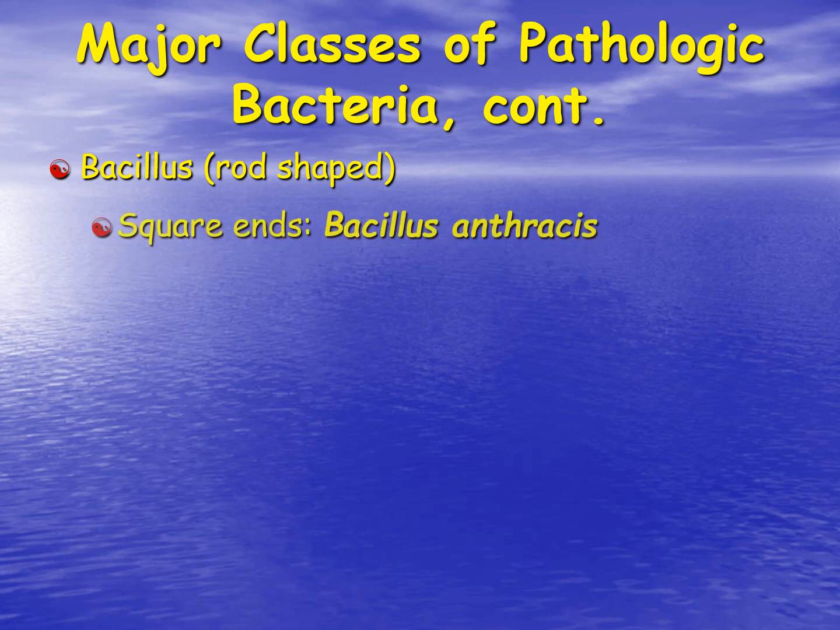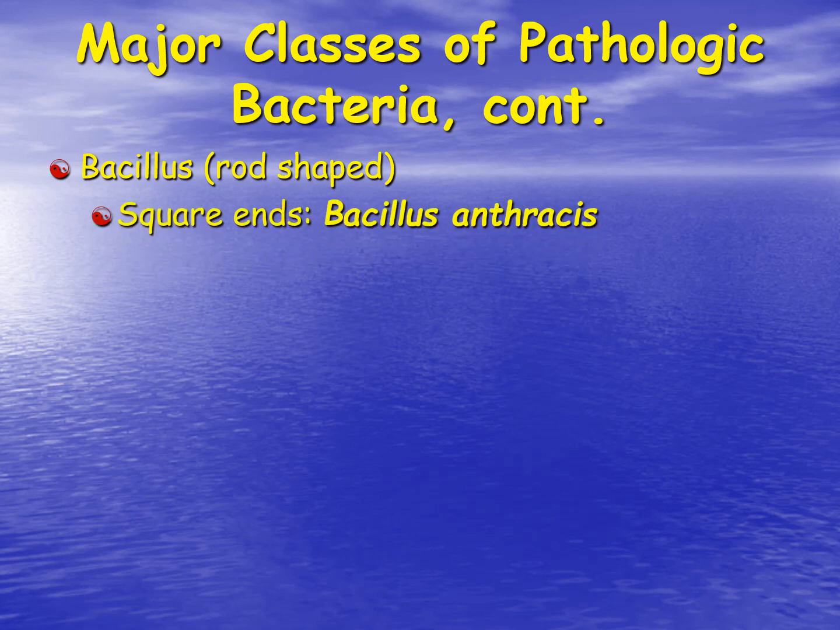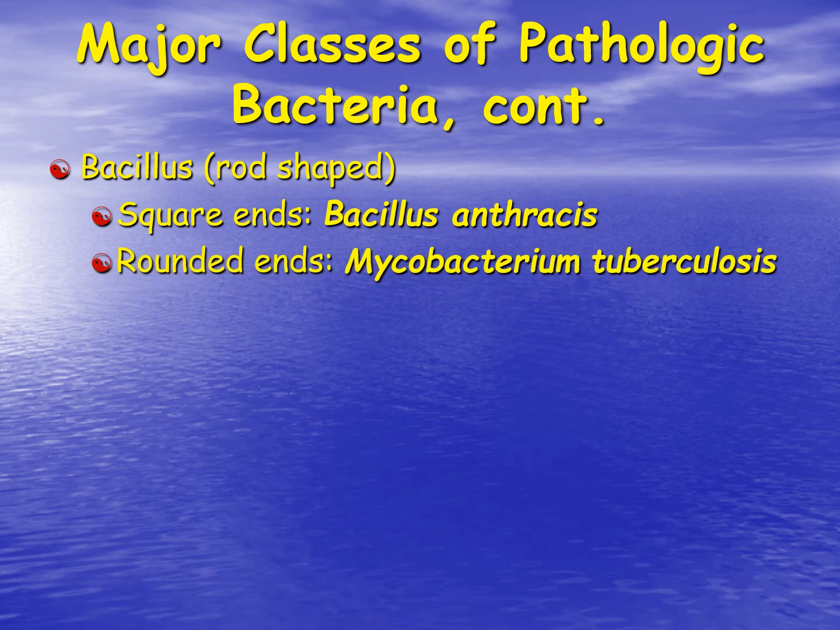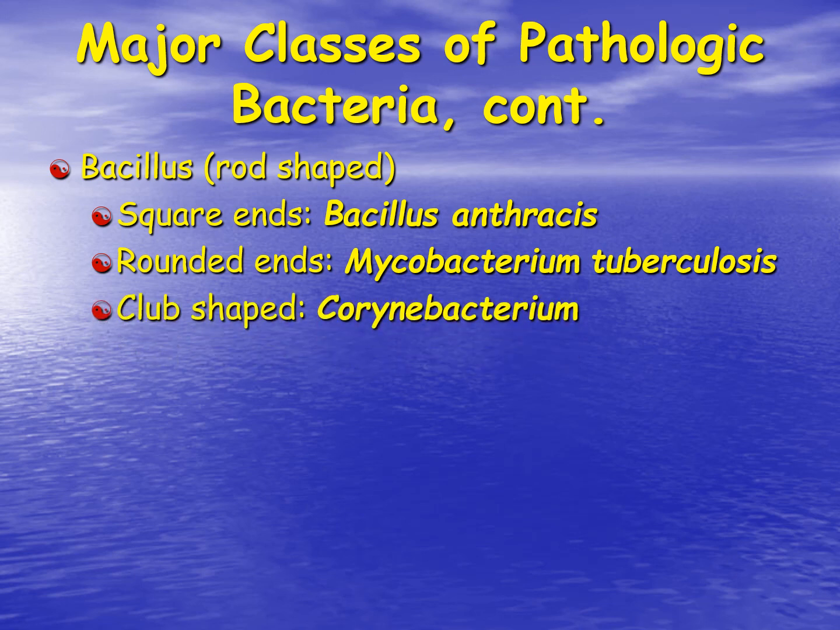Bacillus organisms actually can be classified as whether or not they have square ends, such as with Bacillus anthracis, rounded ends, which we would see in Mycobacterium tuberculosis organisms, club-shaped, which would be a Corynebacterium, where they're kind of a little elongated at the end and a little bit more large, and fusiform bacteria, which basically take on kind of an odd shape with the bacillus, and the fusiform bacterium species actually are found in this class.